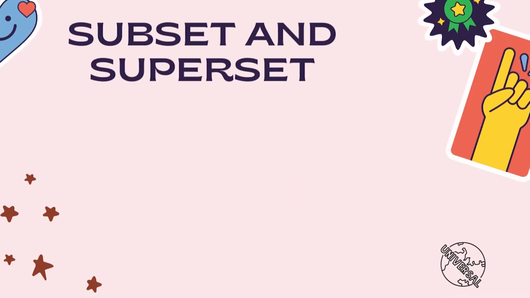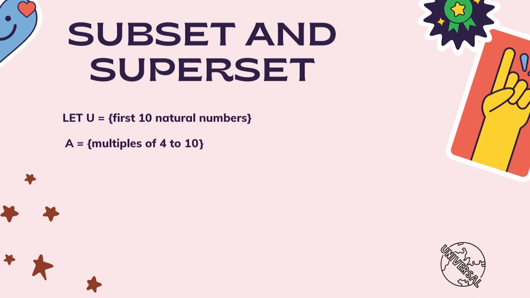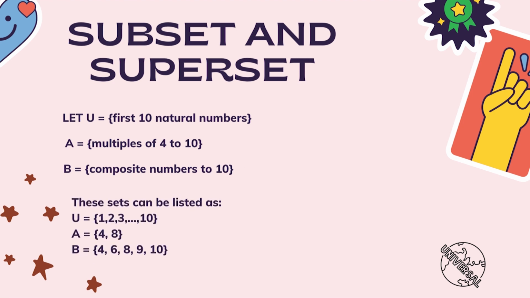Let's have a look at an example. The universal set contains the first 10 natural numbers. Set A contains multiples of 4 up to 10. Set B contains composite numbers up to 10. The universal set can be listed as the elements from 1 till 10. For set A, it asks for multiples of 4 up to 10, so the elements become 4 and 8. For set B, the composite numbers up to 10 are 4, 6, 8, 9 and 10.